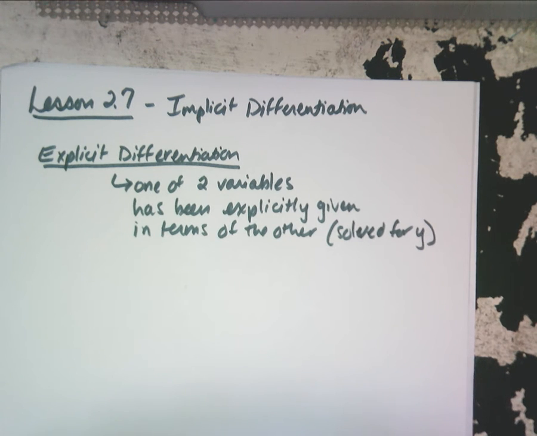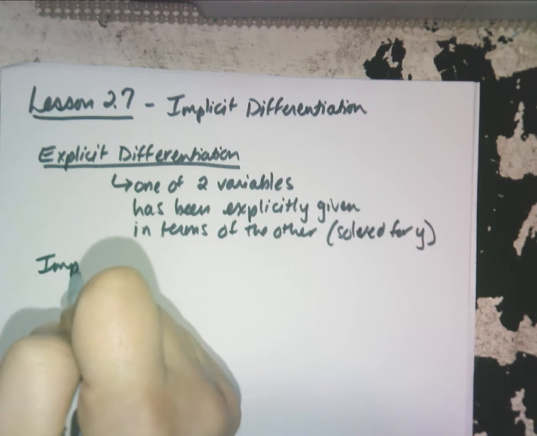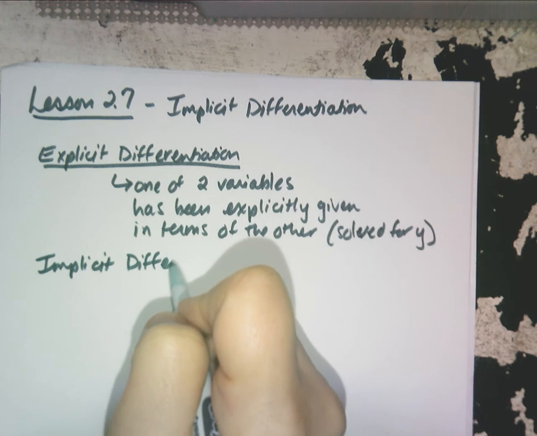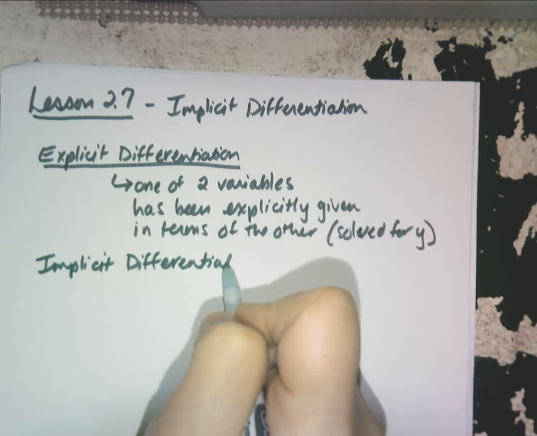Well, unfortunately, not every equation in math can look that pretty, okay? So what they had to do is create what's called implicit differentiation. And again, if you don't remember what the word differentiation is, it's just the process of taking a derivative.